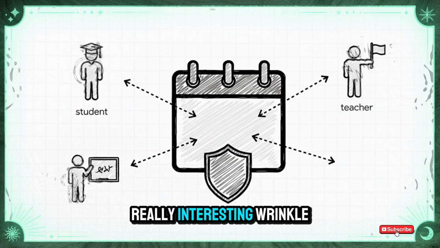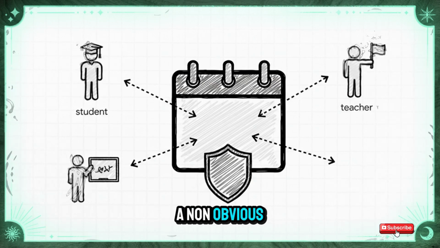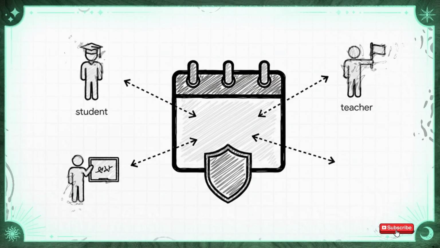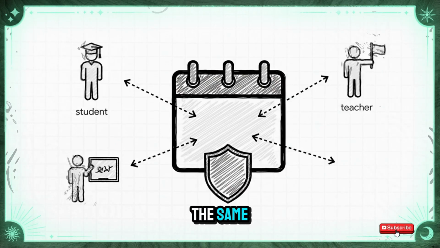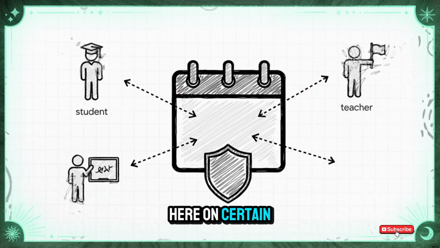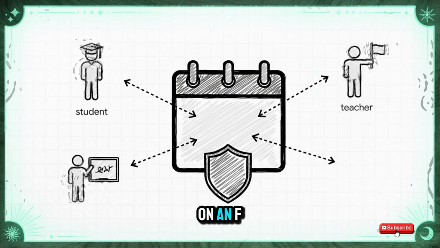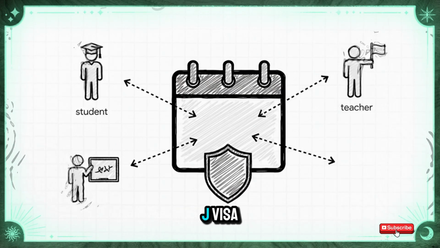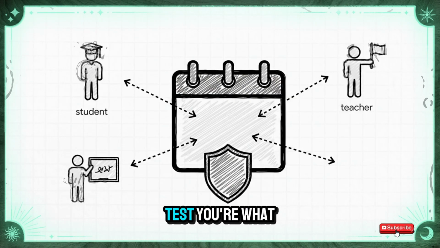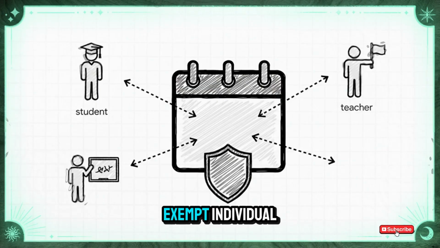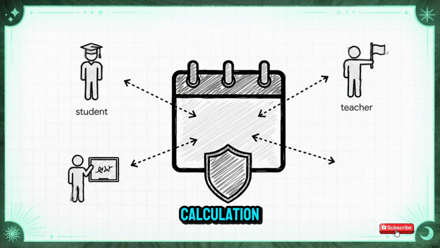But here's a really interesting wrinkle, a non-obvious detail you have to know. The system knows that not all time spent in the US is the same. See, if you're here on certain types of visas, like a student on an F visa or a teacher on a J visa, your days might not even count toward that substantial presence test. You're what they call an exempt individual for that specific calculation, which is a huge deal.